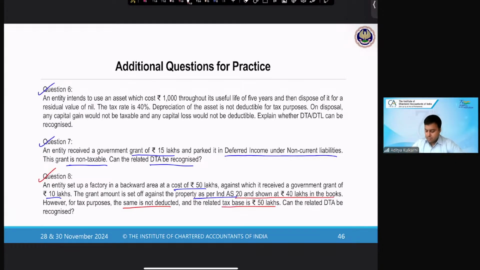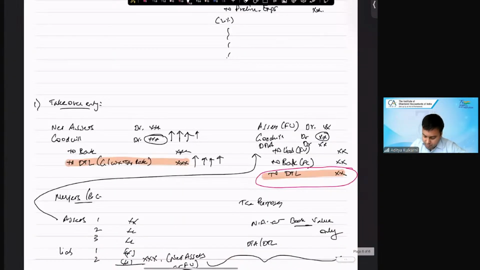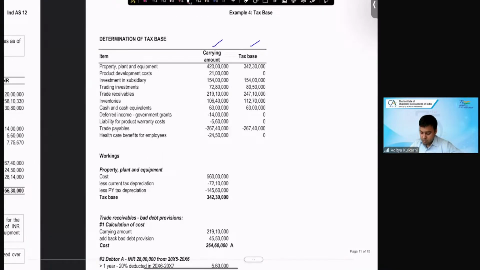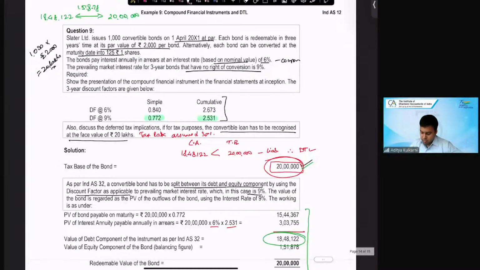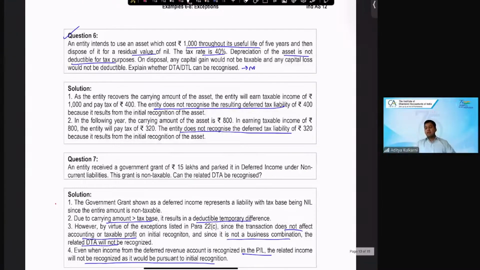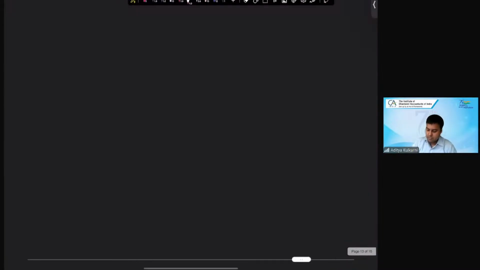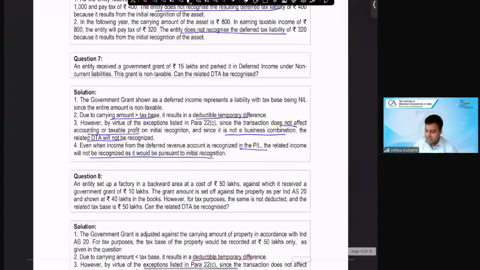I can leave this part for homework except question 7 and 8. An entity received a government grant of 15 lakhs. This is the same question which I am doing. Received a government grant of 15 lakhs, parked it in deferred income under non-current liabilities. The grant is non-taxable. Can the related deferred tax asset be recognized?